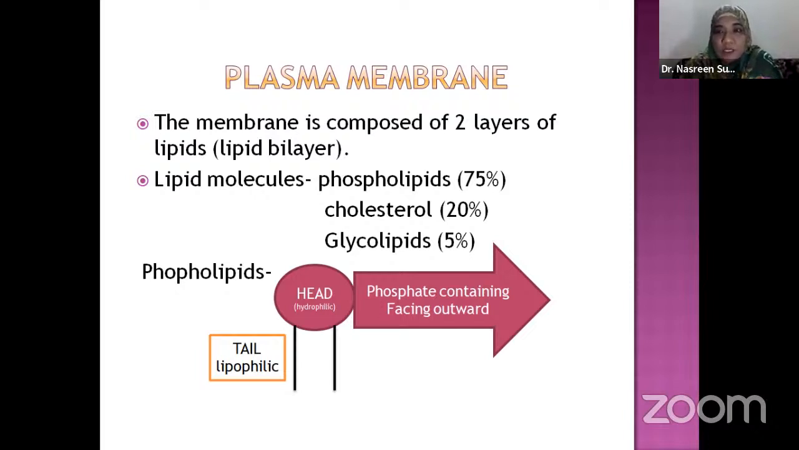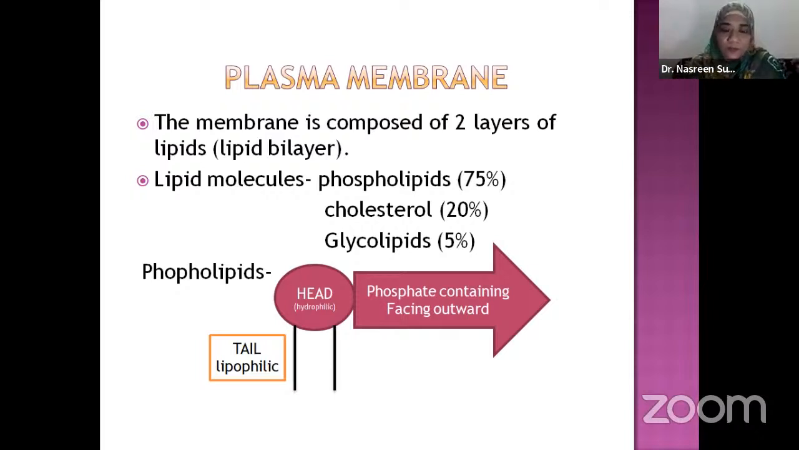These lipid molecules are made up of phospholipids. Phospholipids means lipids attached to the phosphate group. Phospholipids will be constituting 75% of the total lipid molecules, cholesterol will be constituting 20%, and glycolipids 5%. Glycolipid means sugar will be attached to the lipids, and these glycolipids will actually serve as a signature of a cell.